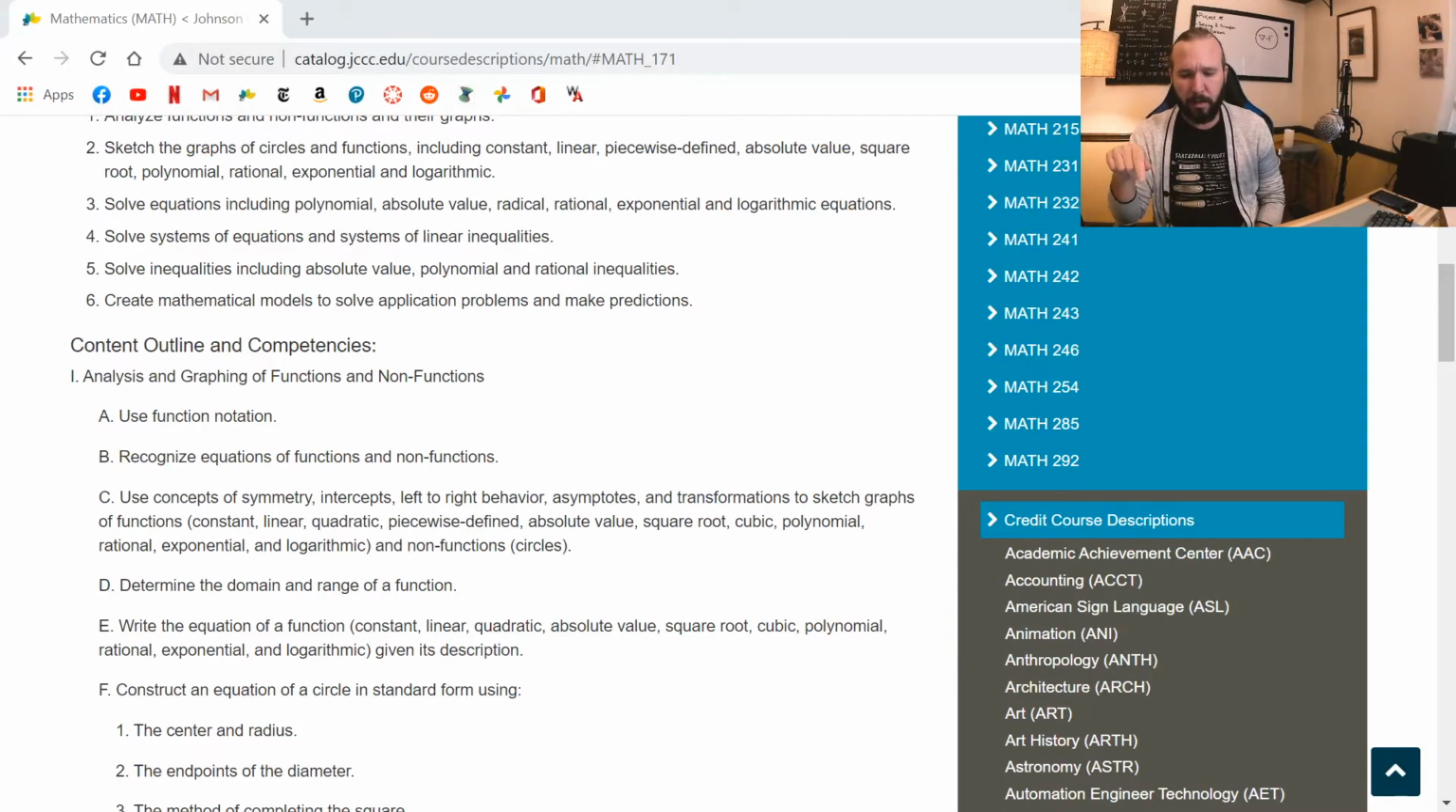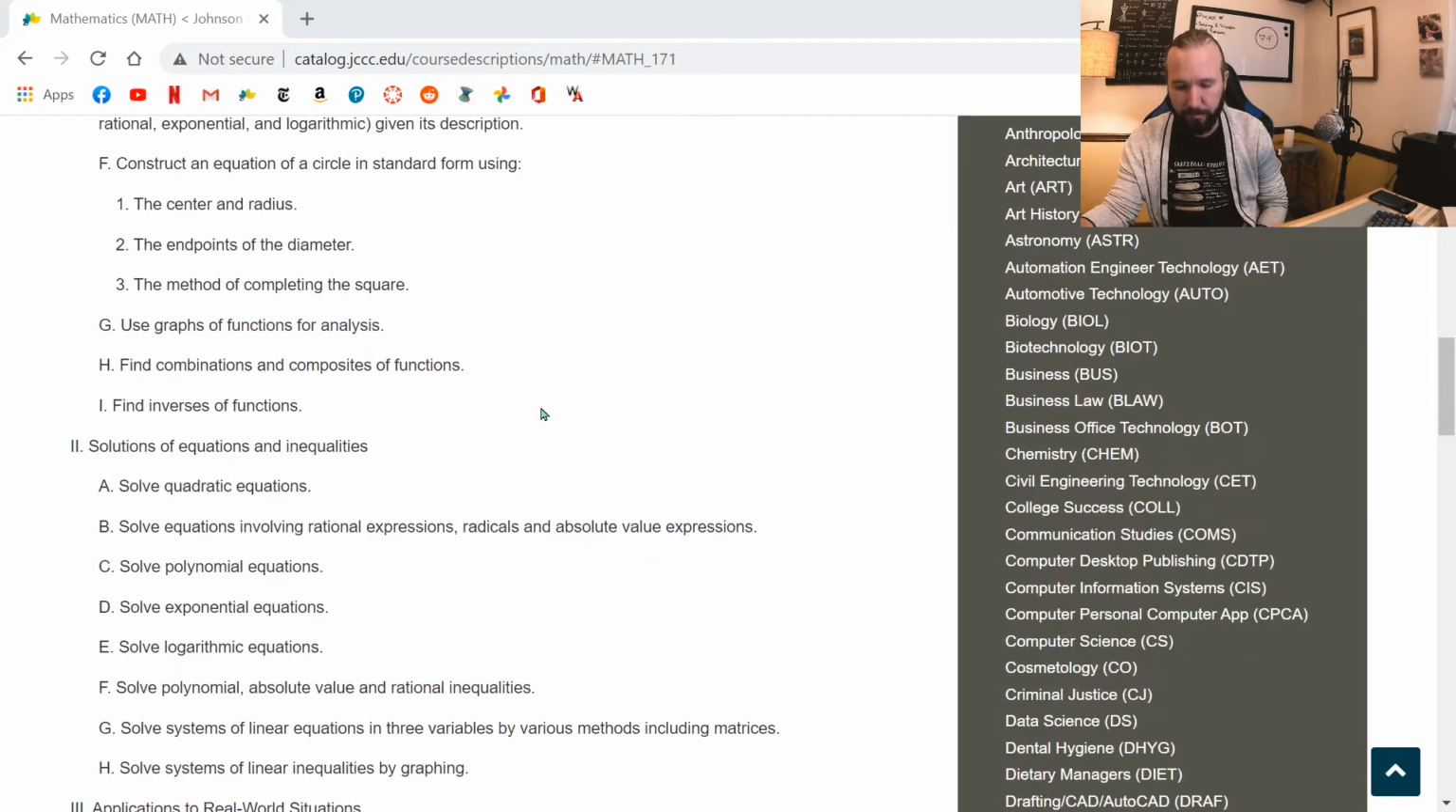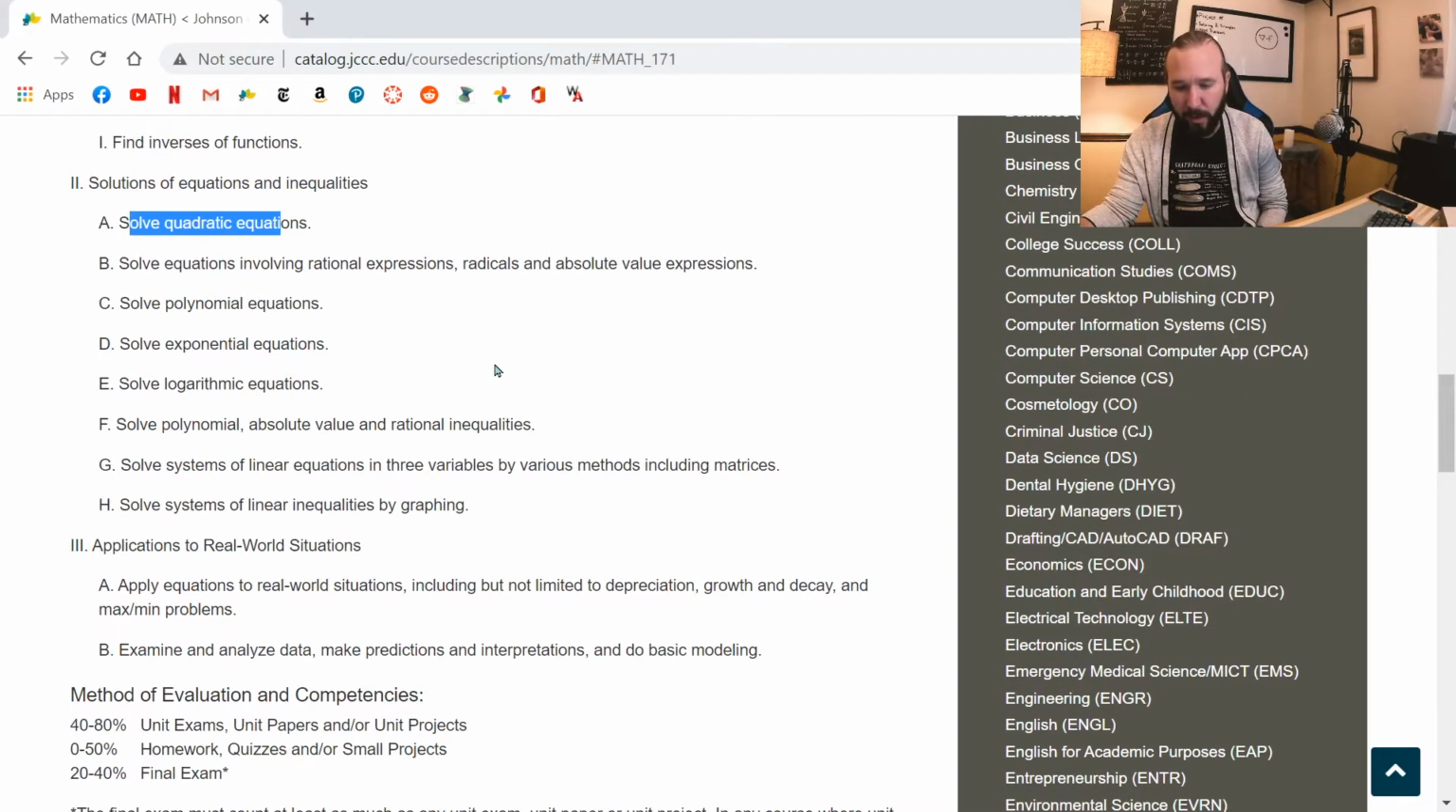I'm here at the course outline and competencies for Math 171. That's our class. And now I'm just going to go through this list and find all of the topics that were on the test that we just took. So solve quadratic equations was on there, solve equations involving rational expressions and radical and absolute value expressions, those were on there, solve polynomial equations, that was on there.